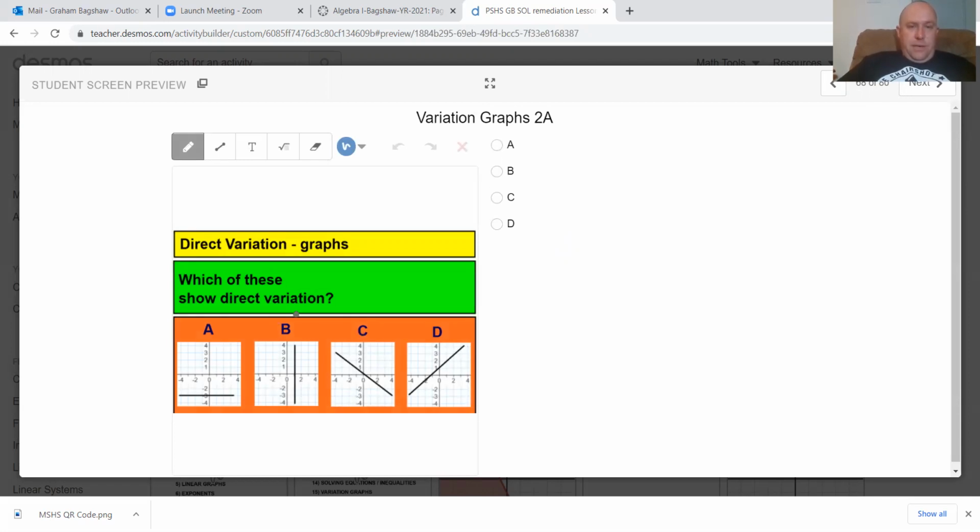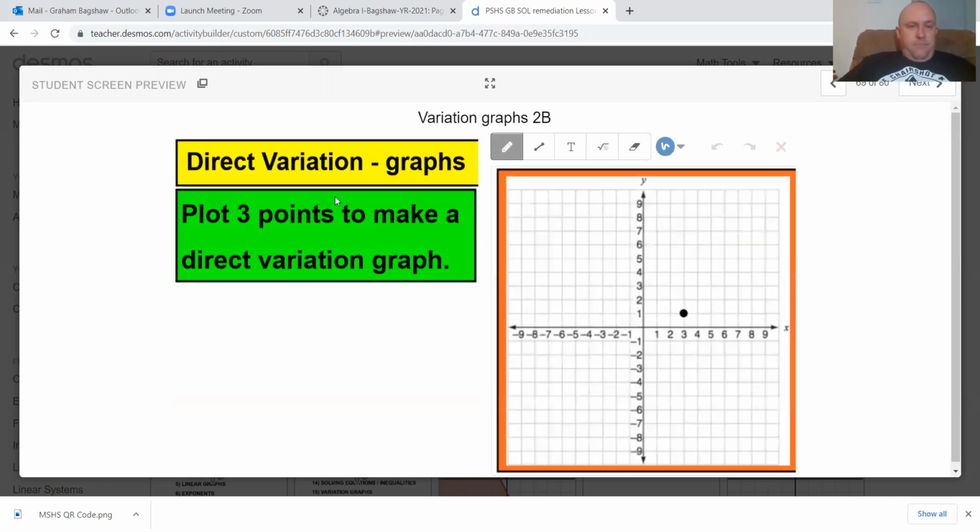Variation graphs, which one shows direct variation? So I know that it's a straight line and it goes through 0, 0. So nope, nope. That one looks good. And that one does not. So I would pick answer choice C for this one. So pretty quick.